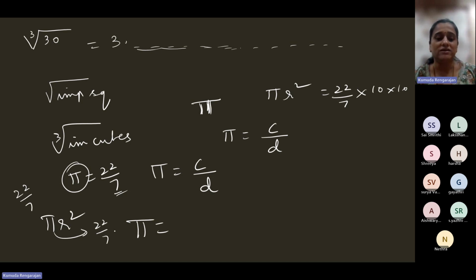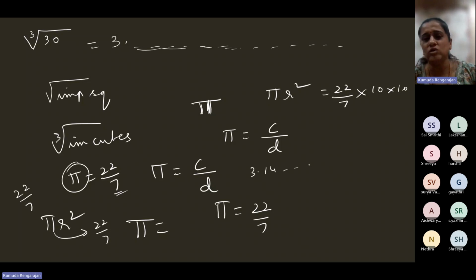So do not mistake, pi is not exactly equal to 22/7. Just for calculation purpose, to enable us to solve, we take pi as 22/7. Actually, it is 3.14 and goes on like that. Millions and millions of decimal places mathematicians have computed.